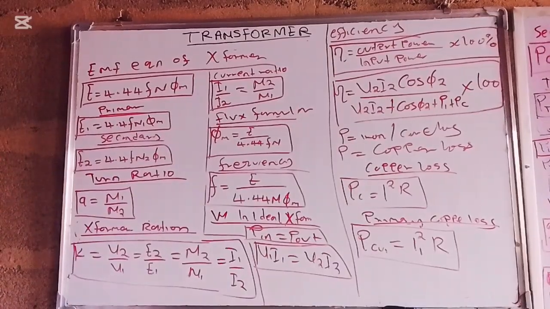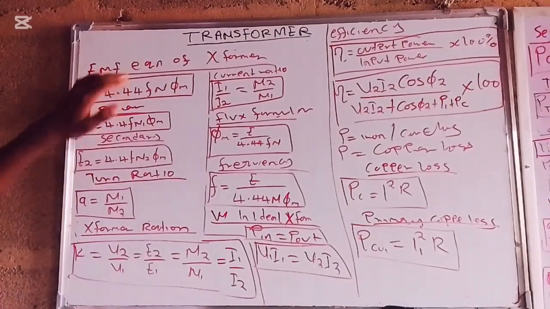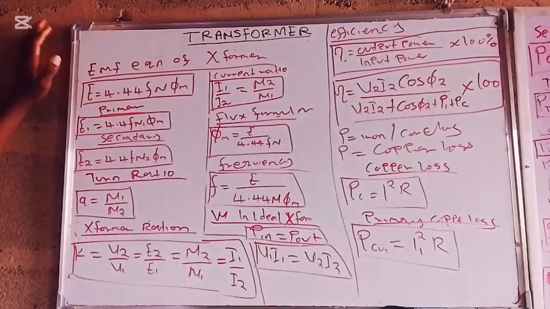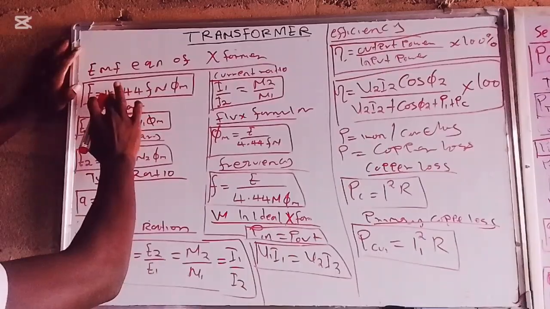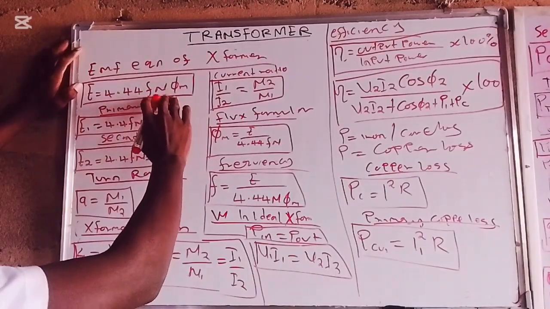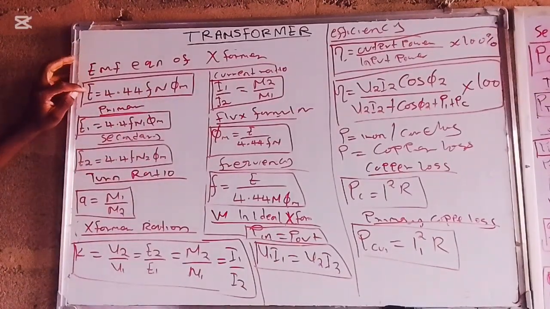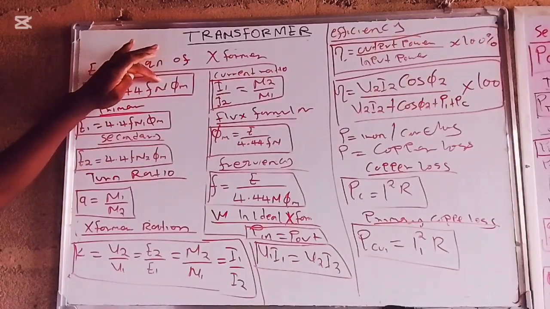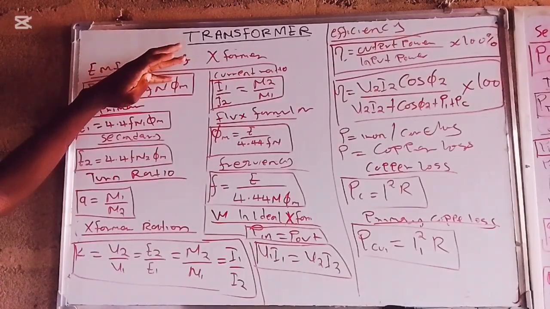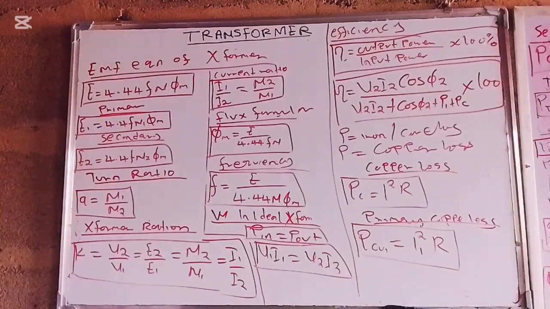So here are some important formulas under the transformer. We have the EMF equation of the transformer. If you are asked to find the EMF, it is 4.44 multiplied by the frequency multiplied by the number of turns. This E stands for the induced EMF, F is the frequency, N is the number of turns, and this is the maximum flux.